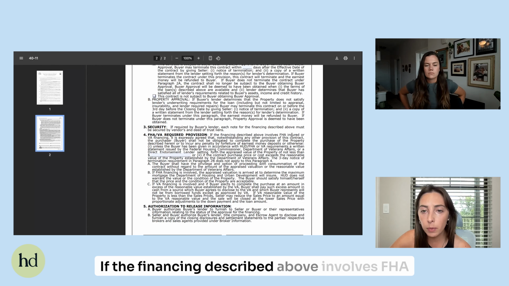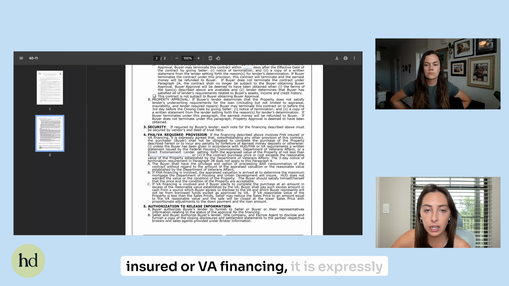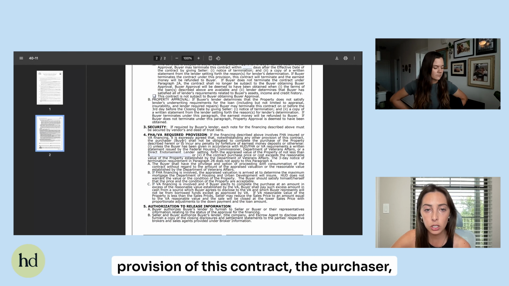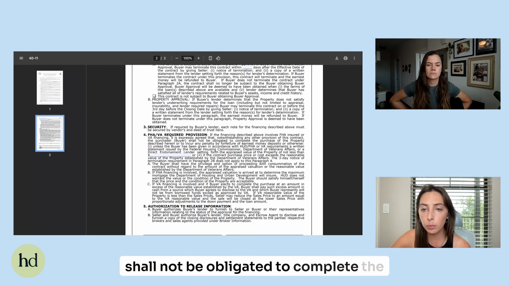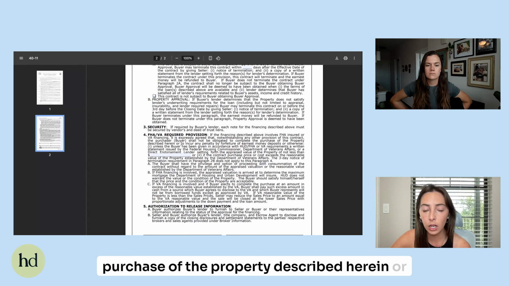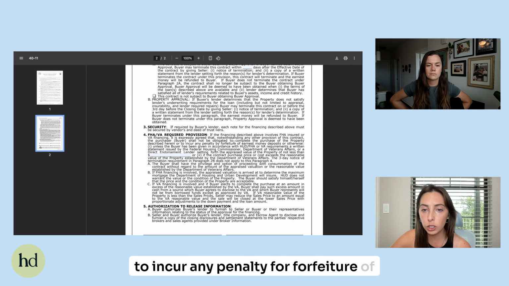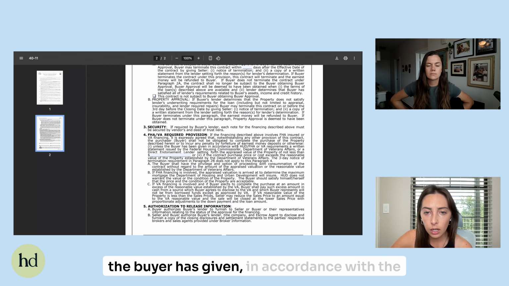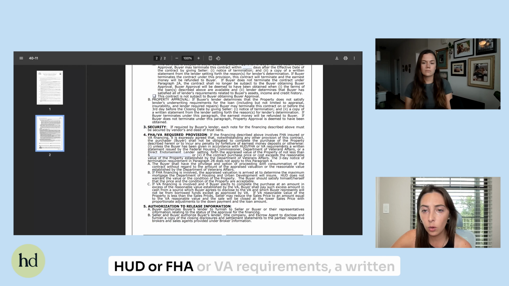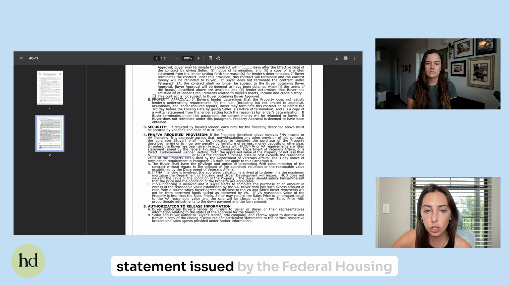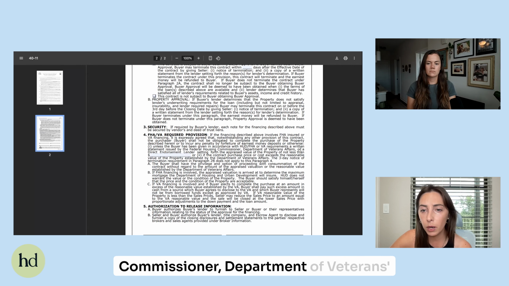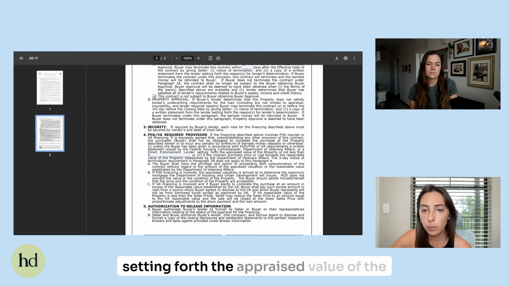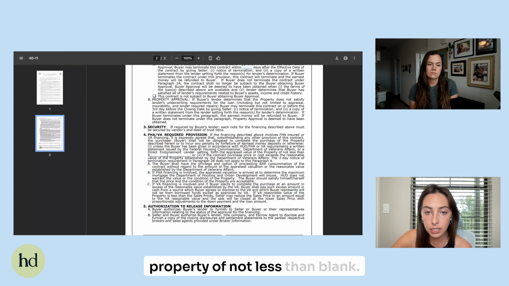If the financing described above involves FHA insured or VA financing, it is expressly agreed that notwithstanding any other provision of this contract, the purchaser buyer shall not be obligated to complete the purchase of the property described herein or to incur any penalty for forfeiture of earnest money deposit or otherwise, unless the buyer has given, in accordance with the HUD or FHA or VA requirements, a written statement issued by the Federal Housing Commissioner, Department of Veterans Affairs, or direct endorsement lender setting forth the appraised value of the property of not less than blank.